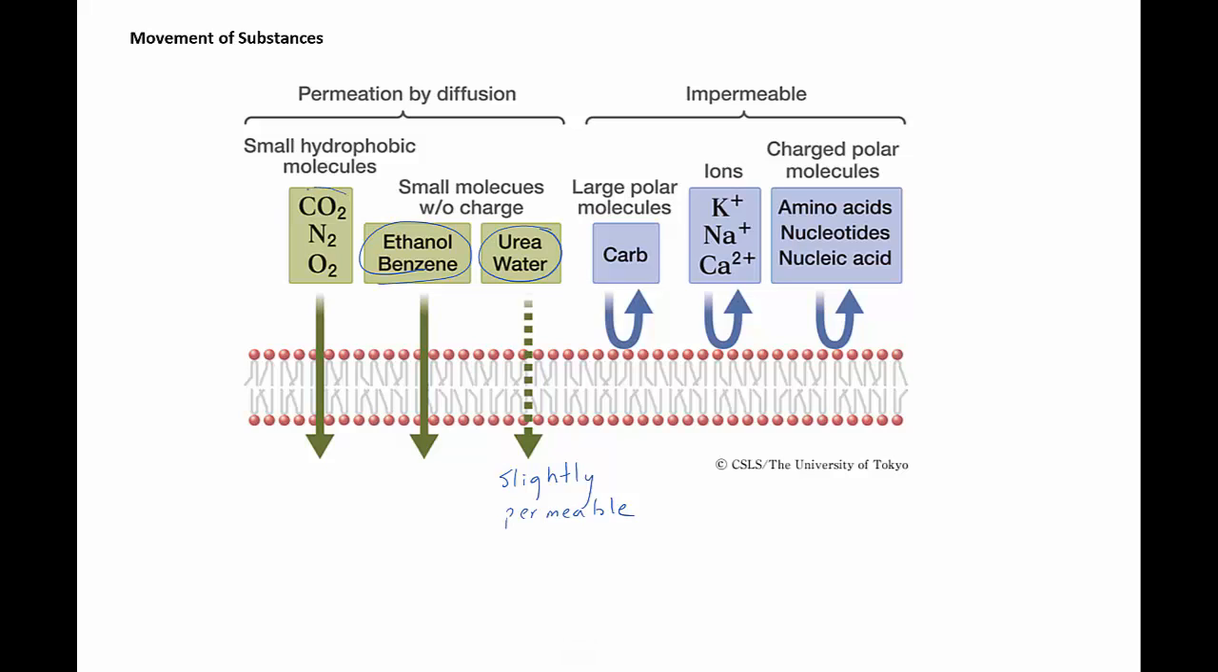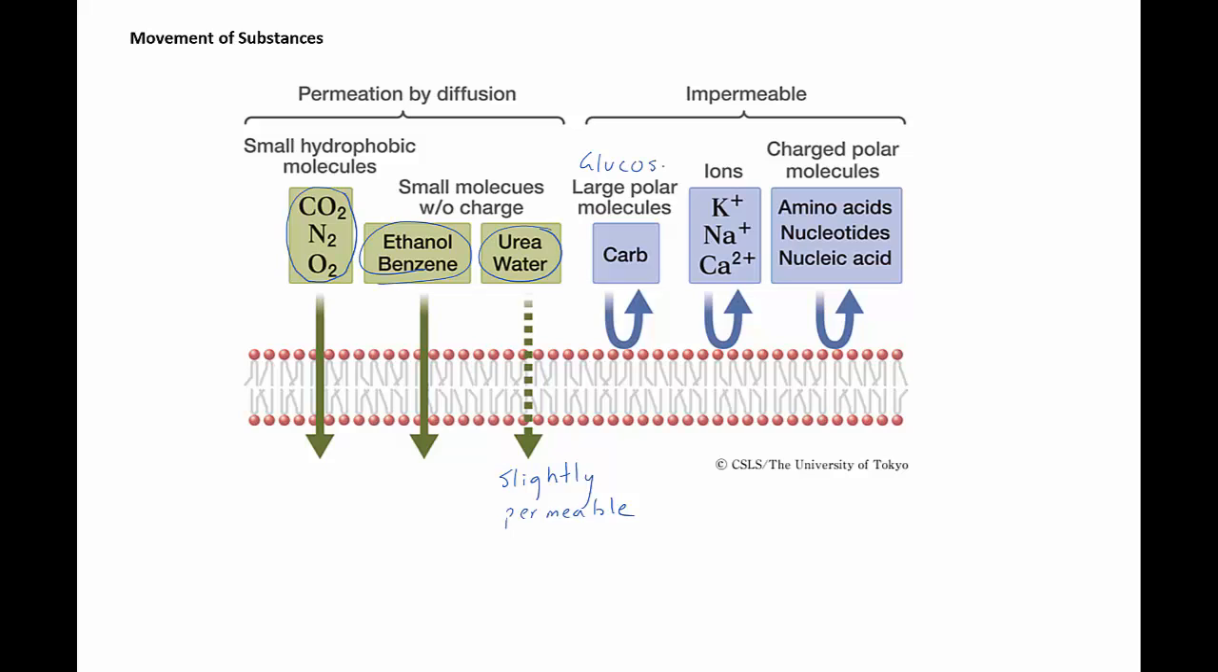Some hydrophobic molecules, such as oxygen, carbon dioxide, and nitrogen, are able to easily and quickly diffuse through the phospholipid bilayer. This is fortunate as it enables cells to obtain oxygen in order to undertake aerobic respiration and to get rid of carbon dioxide, which is the waste product of this process.